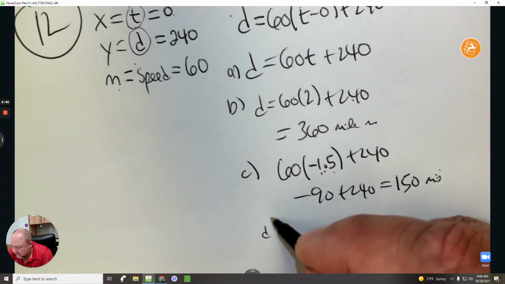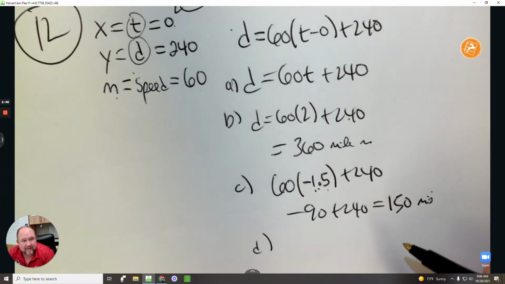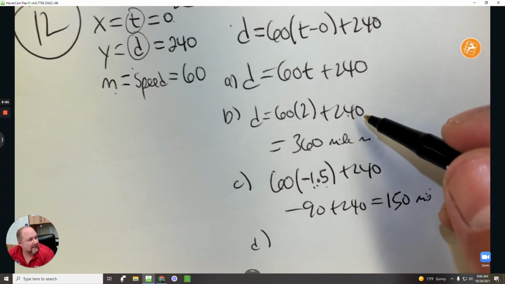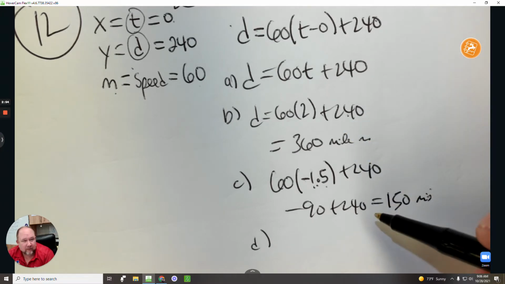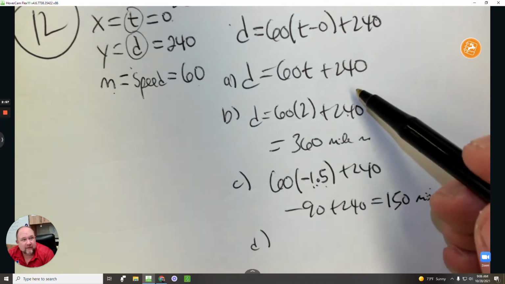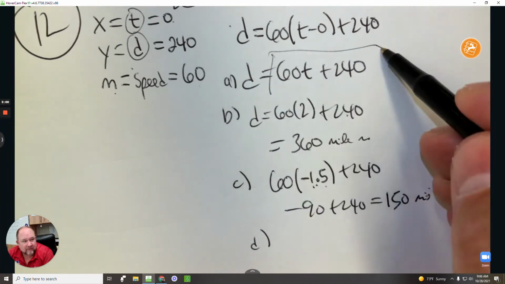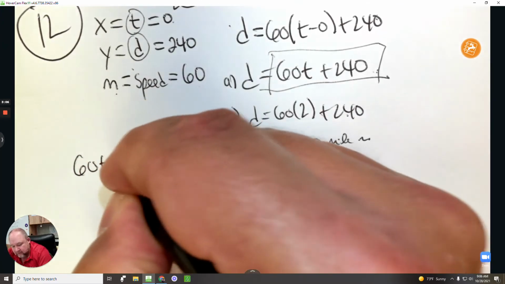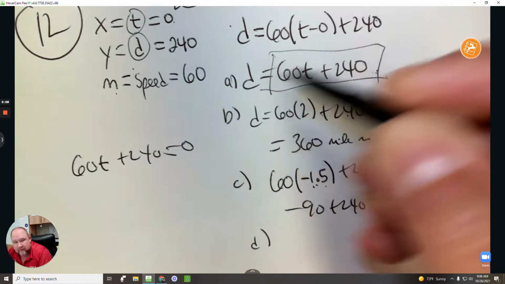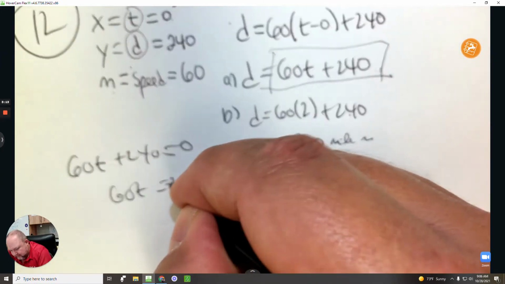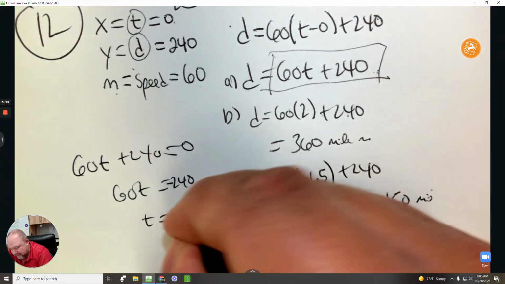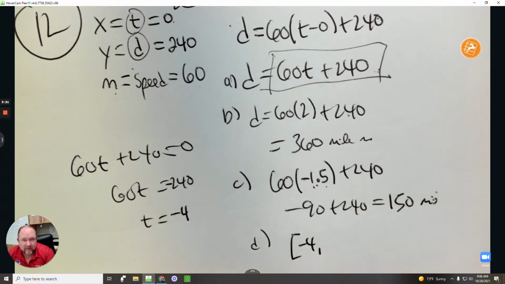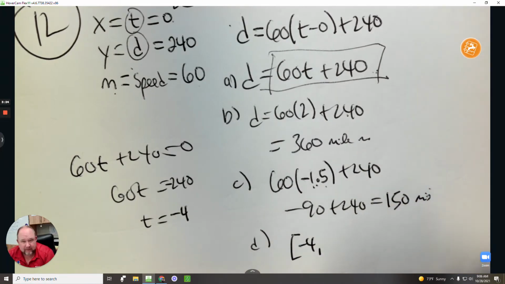And then D says, what's the domain of what's happening here? So the first domain, in terms of what can be applied, in terms of hours. So if I look here, if I made this equal to 0, that would be one domain restriction. So if I made that equal to 0, that'd be minus 240 divided by 60, that would be minus 4. So at minus 4, that would be at 8 a.m., the mile marker would be 0.